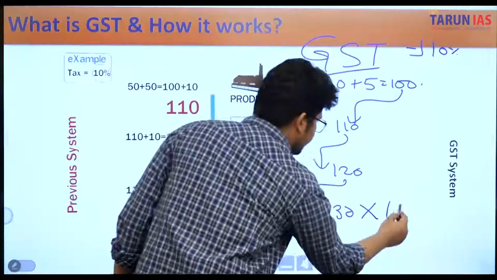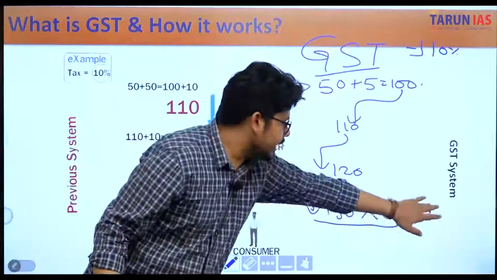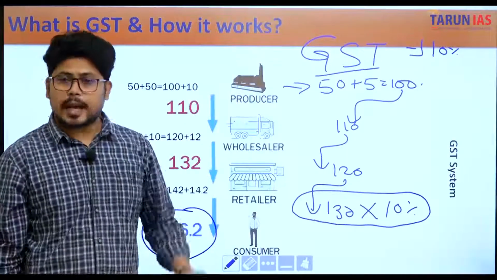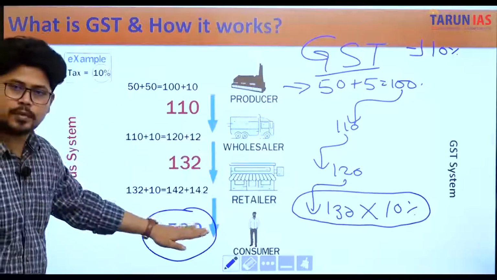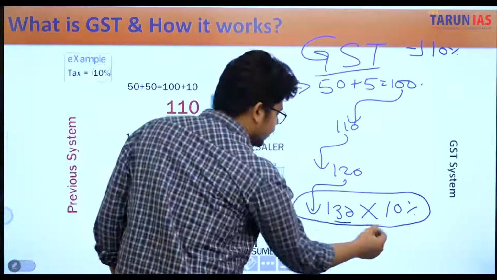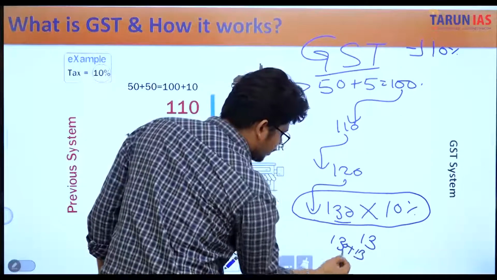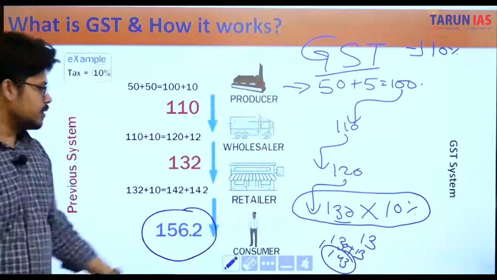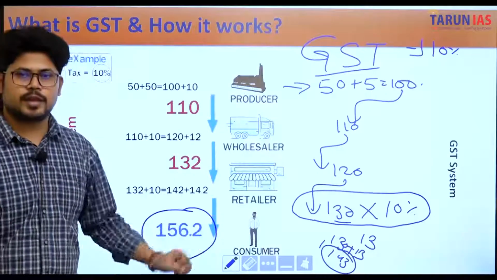Now 130 is the total cost of the good, into 10%. Why? Because the GST will be taxed only at the destination of the sale of the good or service, not at every step. So 130 into 10 is 13 rupees, 130 plus 13 is equal to 143. Rupees 143 will be the cost of the good that the consumer has to pay.